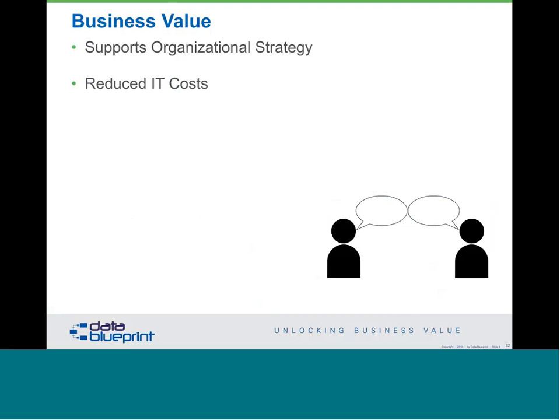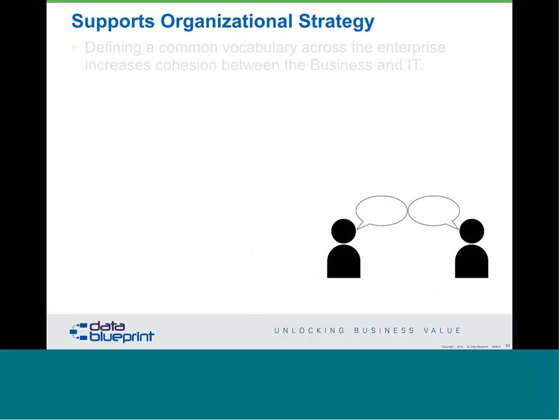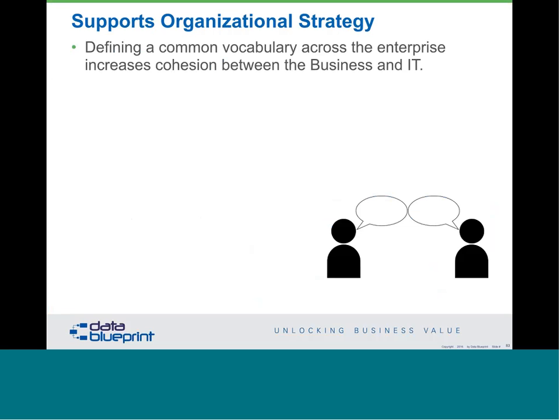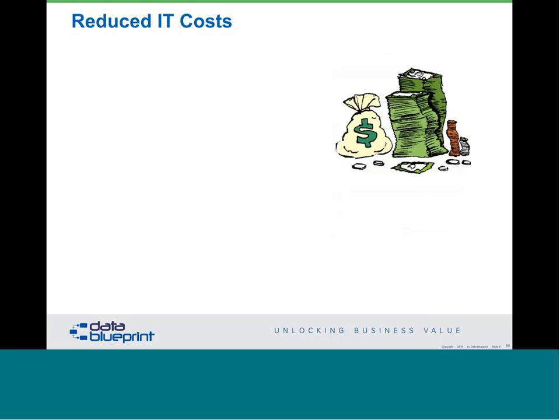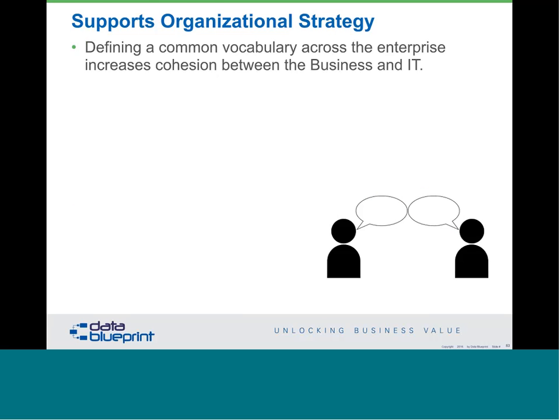So let's talk about some of the organizational strategy, why that was important. First, it was important because we had the vocabulary defined by the business community, and that increased the cohesion between business and IT. It allowed the business to understand what we were trying to accomplish, as well as help IT start to understand the business needs. And cohesion between business and IT increases the chance for everyone to support business strategy.